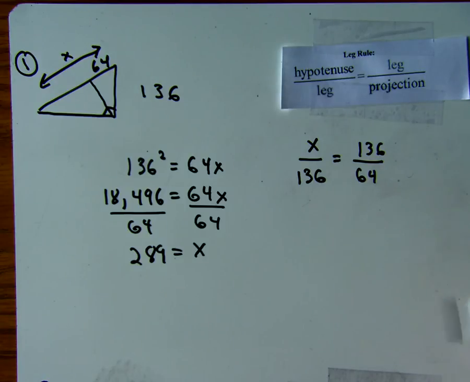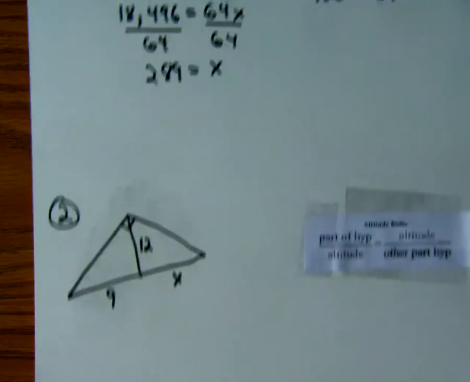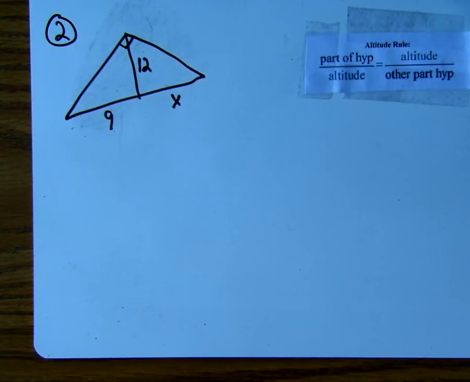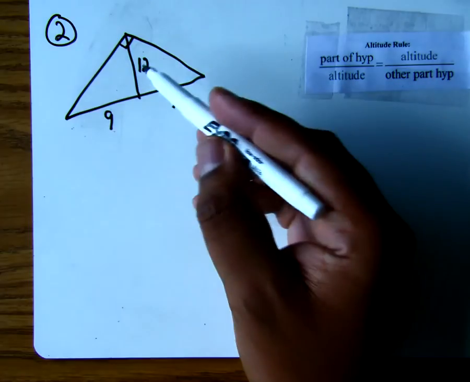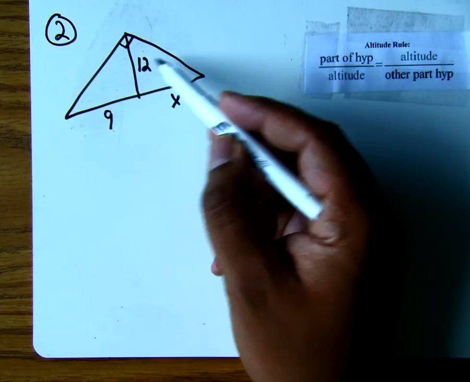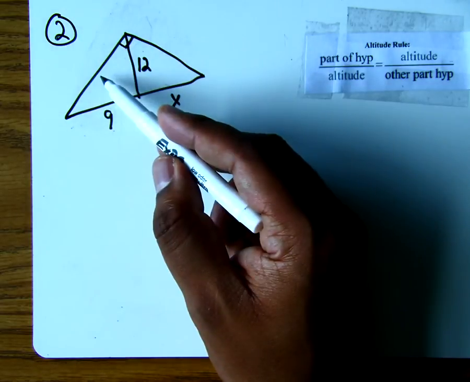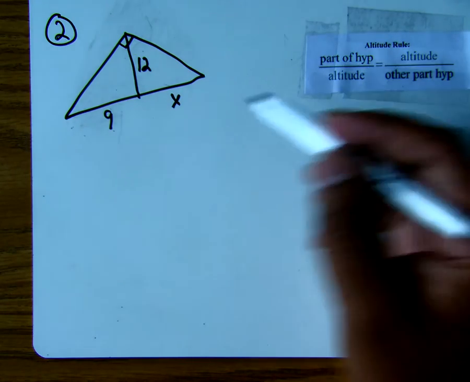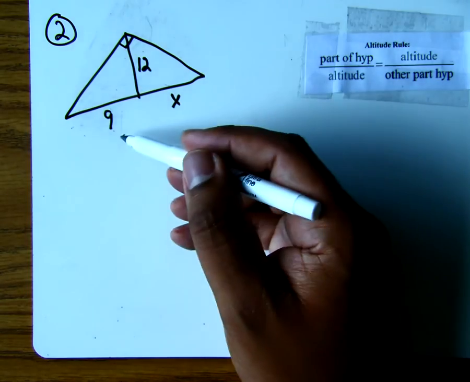Now we're going to take a look at the altitude rule. With the altitude rule, what we want to do is set up part of the hypotenuse over the altitude, and the altitude over the other part of the hypotenuse. Notice how the altitude is labeled here instead of the legs. That's how we know to use the altitude rule. We will take our part of the hypotenuse, and it doesn't matter which part or which order, but I'm just going to start with the 9.